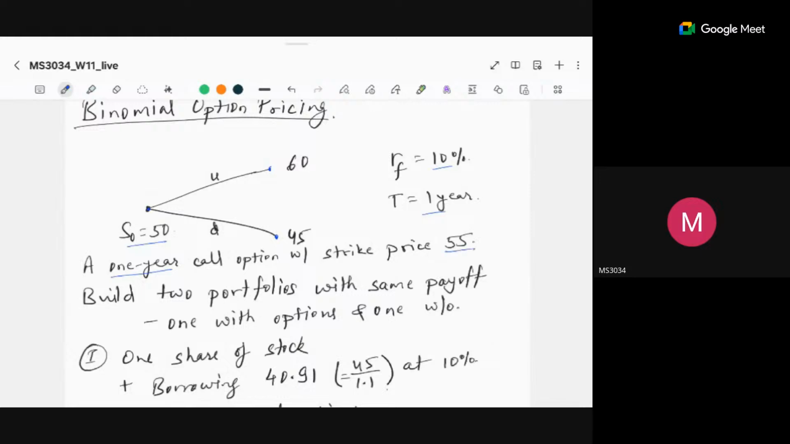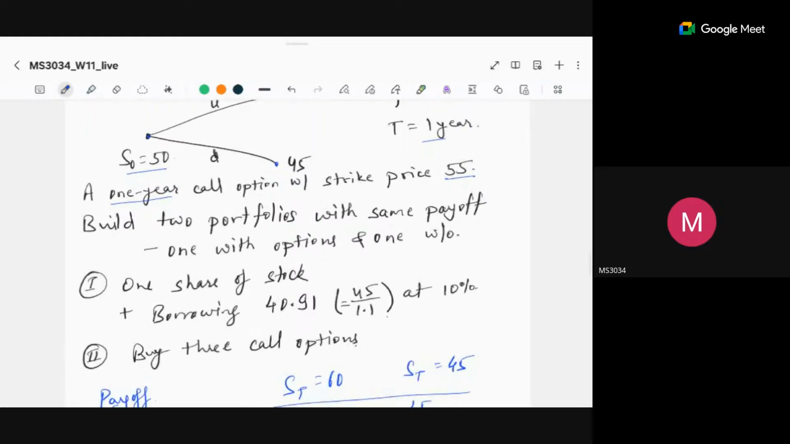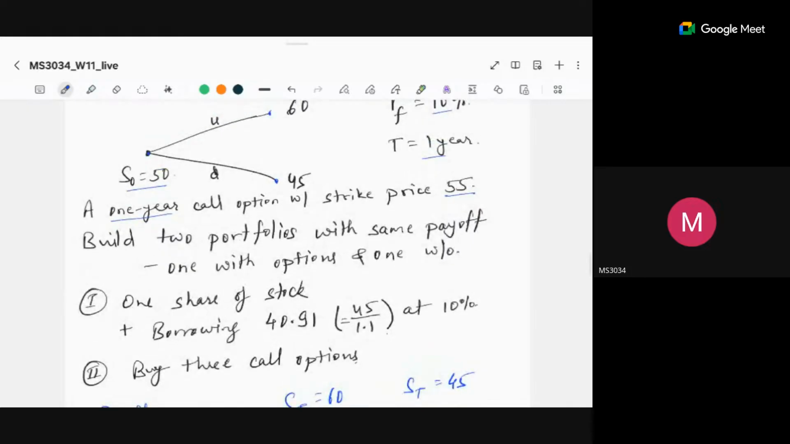So how does this option pricing model work? We will go through 2 or 3 methods through which we can evaluate the option price given these features. First, you build two portfolios, one with the option, one without the option. What should be the features of these two portfolios? These two should have the same payoff in each case.